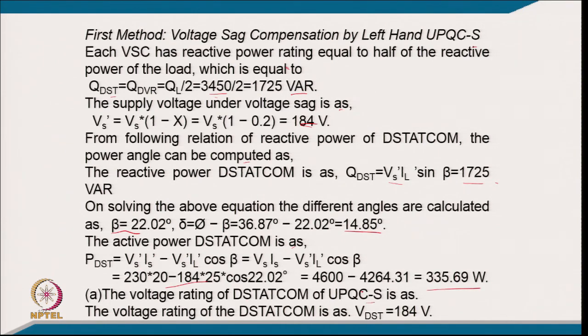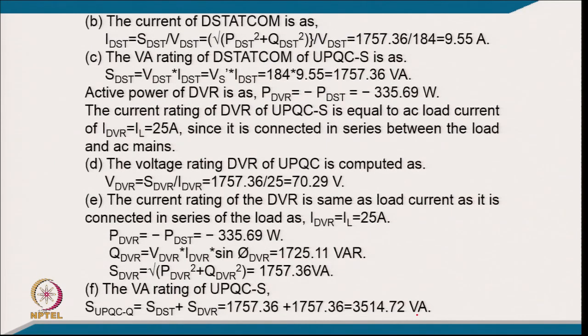The voltage rating of the DSTATCOM of the UPQC is typically 184, because it is connected across the source. Now the current rating you can calculate. It is the square root of P squared plus Q squared divided by V_DSTATCOM. So, it typically comes to 9.55 ampere, and the VA rating of the DSTATCOM of the UPQC is V_DST into I_DST. So, 184 into 9.55, it is 1757.36, and the active power of DVR and DSTATCOM is the same, that is 339.69.